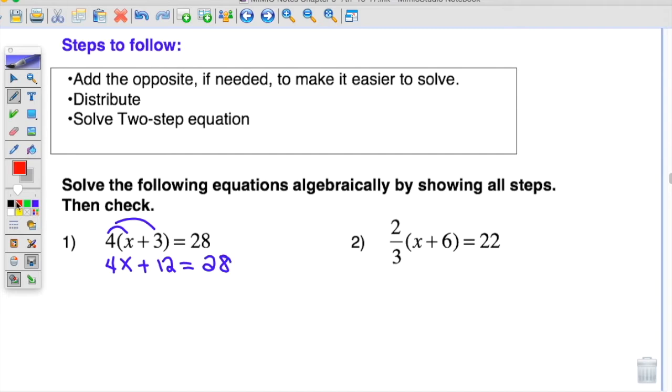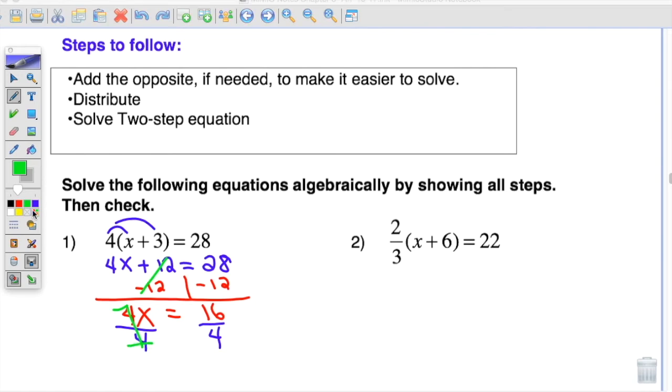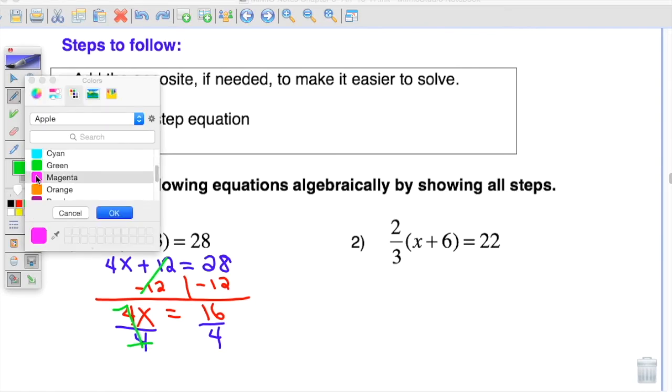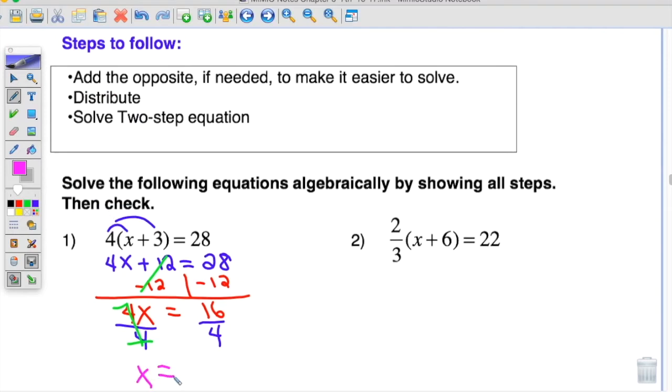Now it's solving a two-step equation. So we're adding 12, so we want to subtract 12 on both sides. So we're left with 4x, 12 minus 12 cancels out, and it's equal to 16. Now we have a one-step equation. We're going to divide both sides by 4 because that's the number attached to the x. 4 divided by 4 cancels out, so you're left with your x is equal to, and 16 divided by 4 is 4.